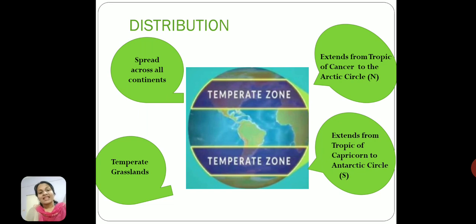Now apart from this, what is the most distinguishing feature of the temperate climate? That is the existence of the temperate grasslands. So where do you find the temperate grasslands? You find temperate grasslands in the temperate zone.